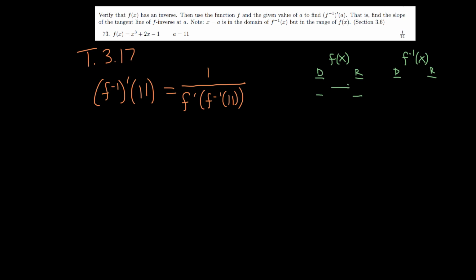If there is a point a comma b on the graph of f, we're guaranteed that on the graph of f inverse we're going to have the point b comma a. So that tells me that the domain and range of an inverse function are essentially swapped. For this particular question, what I need to know is what does 11 map to in the inverse function. I need this right here.